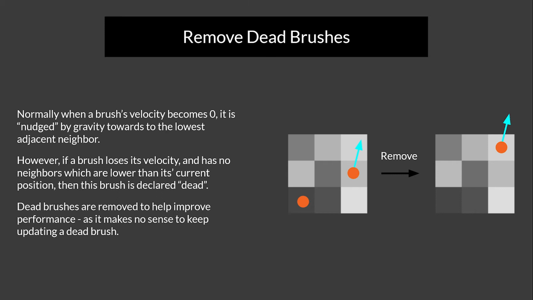However, a brush can lose all of its velocity and be at the lowest possible point of any of its surrounding neighbors. It may not be at the lowest point in the entire image, but it can be at the lowest point of all the neighbors who surround it. At that point, the brush is effectively useless. It's declared dead by the algorithm. Now, with dead brushes, it doesn't make any sense to keep them in the update cycle. They are just taking up space and computing time at that point. So we remove them, as it helps speed things along as the simulation progresses.